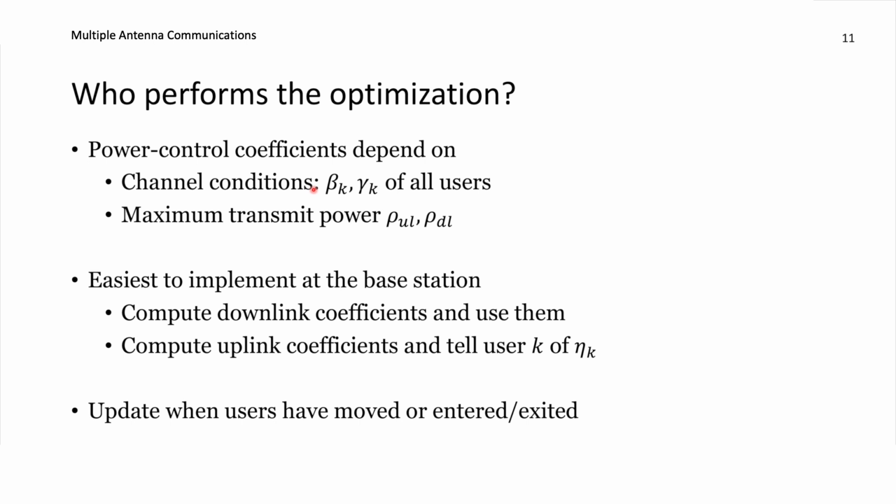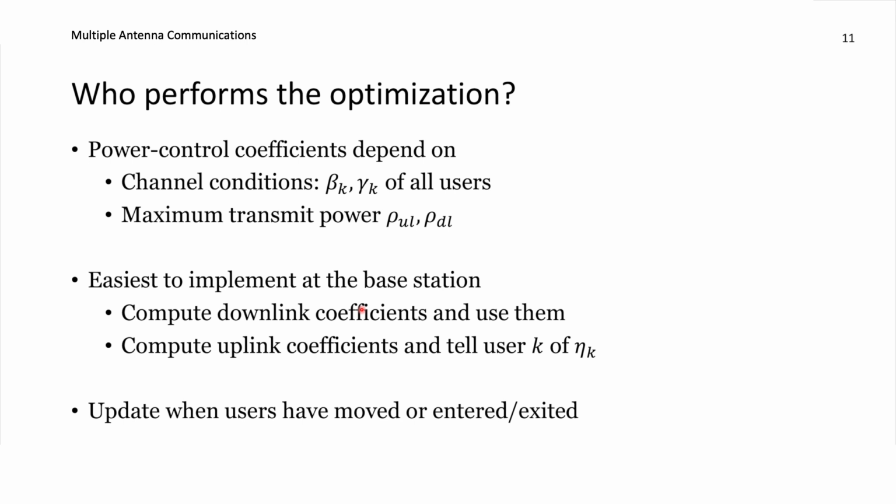But they can easily send that information to the base station, and there might be regulations telling you what rho uplink is, so the base station already knows that, and when you send uplink signals, the base station can measure beta k and gamma k, for example. So it's easy for the base station to implement these two methods that I was describing in the uplink and the downlink. In the downlink, the base station will just compute the coefficients that it needs and use them.